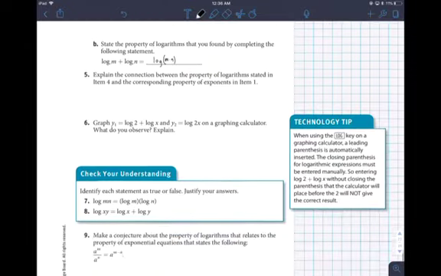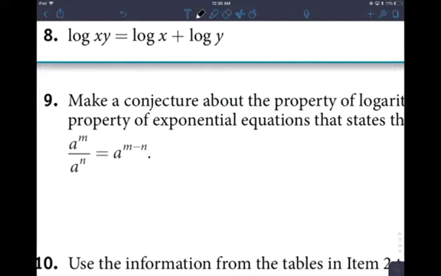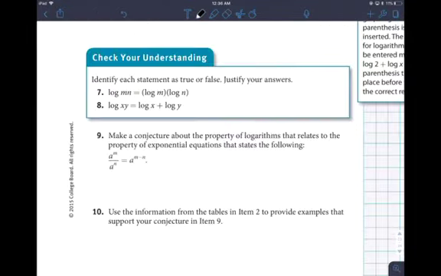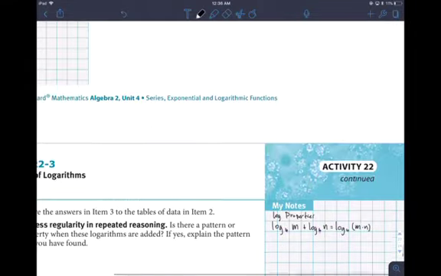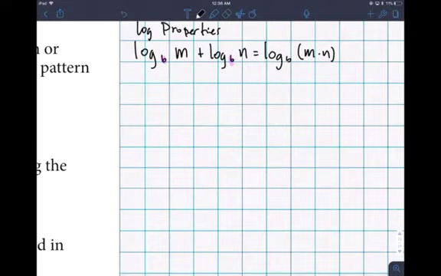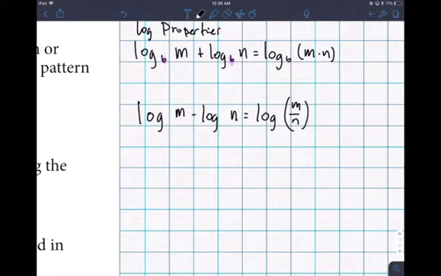And the same thing when we did division. Notice that we subtract when we divide, as long as we have the same base. So the other property was this: log base 10 of m minus the log base 10 of n is the same thing as the log base 10 of m divided by n. If you want to put parentheses on that, that's fine. Notice that the bases are the same. The base that we don't see is 10.